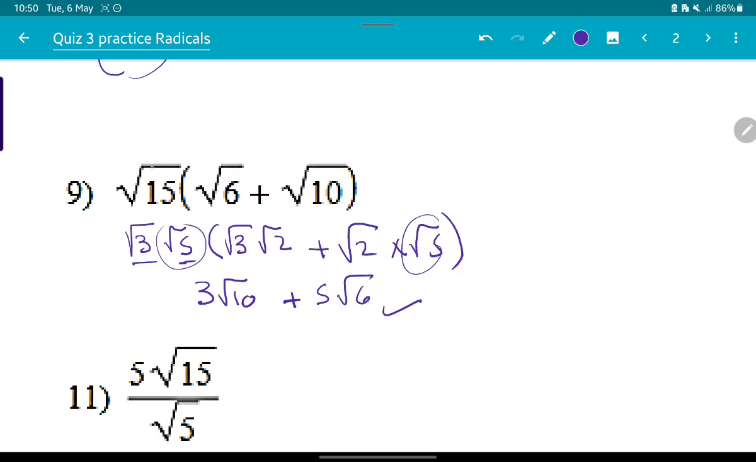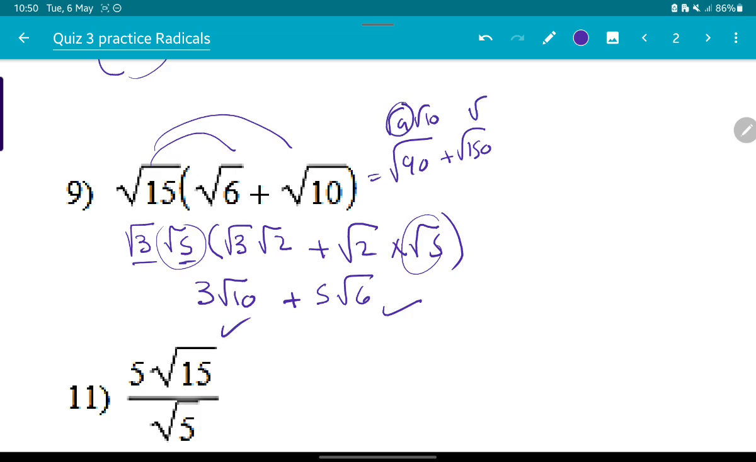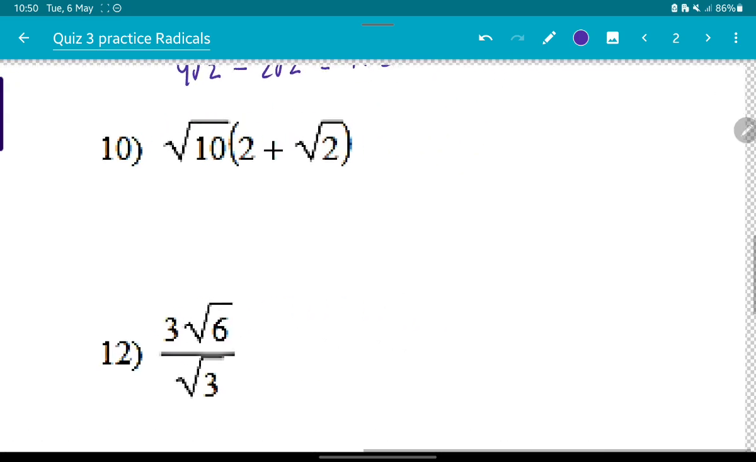Or you can do it the normal way, to be root 90 plus root 150. Then search inside the 90 to be root 9, root 10. This would be 3 root 10. Root 25, root 6. This would be 5 root 6. You can do one of the two methods.